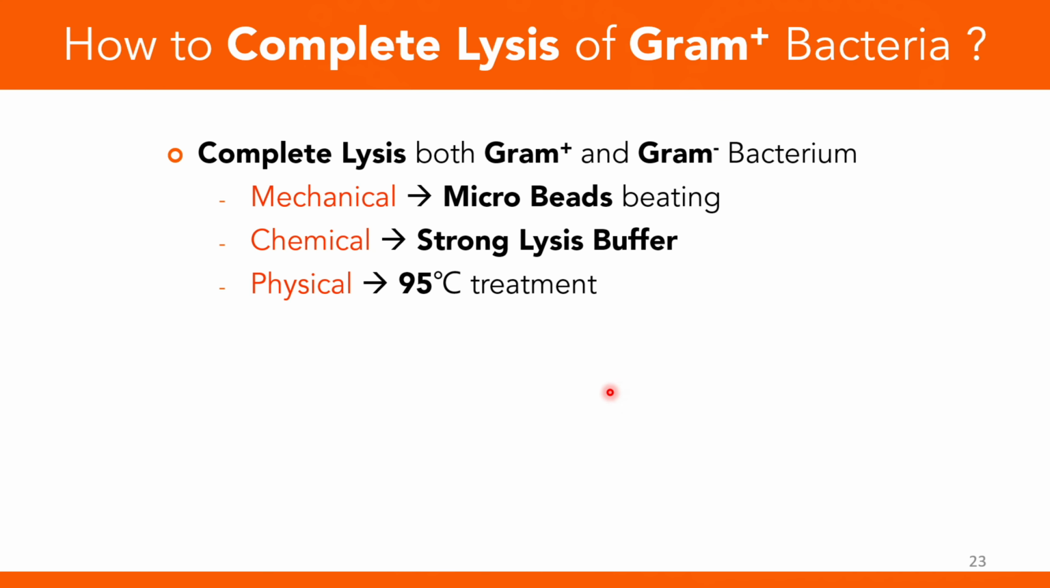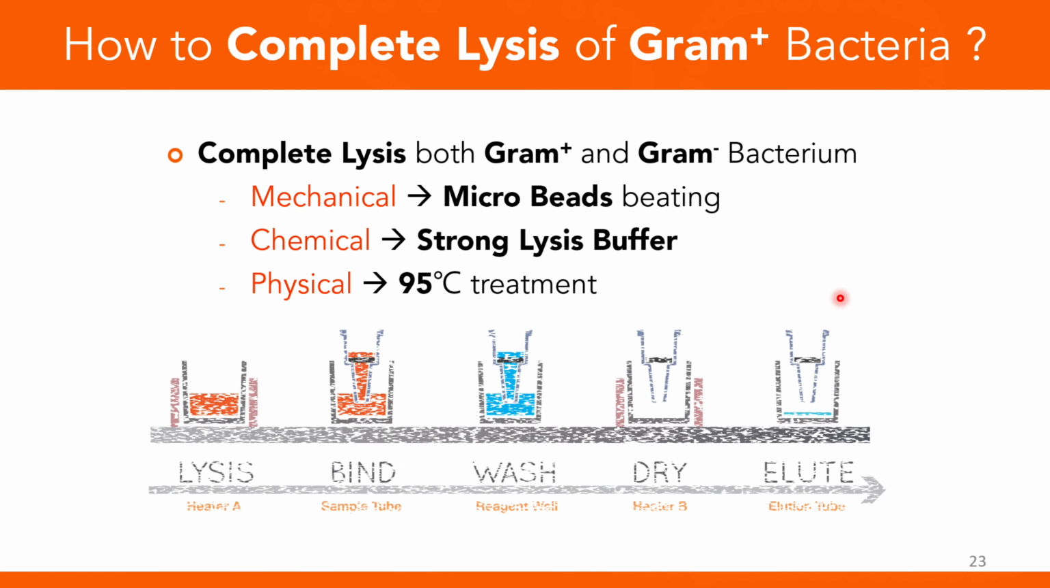Our solution has 3 different aspects. First, mechanical: we use microbeads to do disruption. Second, we use a stronger lysis buffer to do stronger chemical lysis. And third, we use a physical solution, which is 95-degree treatment to let it lyse properly. Therefore, we can put it on the automation to do the rest of the automated purification procedure.